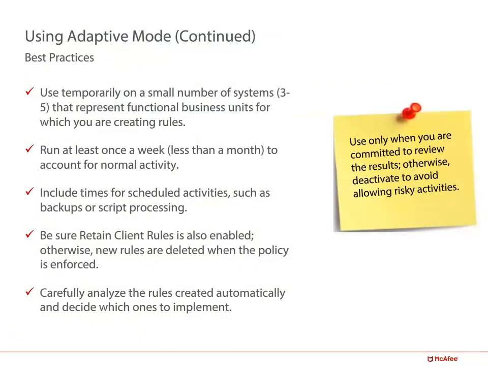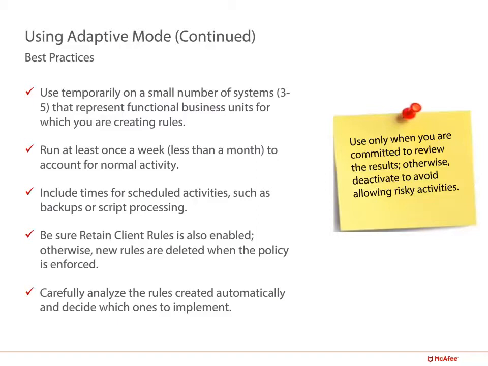Best practices for using adaptive mode are that you should always use this temporarily on a small number of systems. If you recall, I mentioned before, it could actually add a lot of overhead to your EPO server. The EPO server has a server task that runs in the background that translates these rules. Be sure that you run it for at least a week, or even a month, to account for all your normal activity. Make sure you have times for any scheduled activities like backups or script processing that might need to be detected. Be sure you have retain client rules selected.